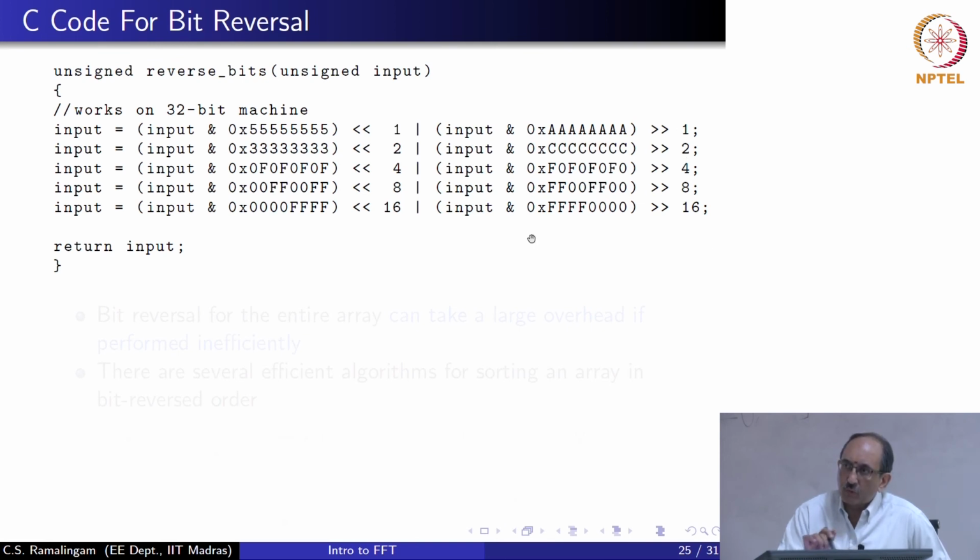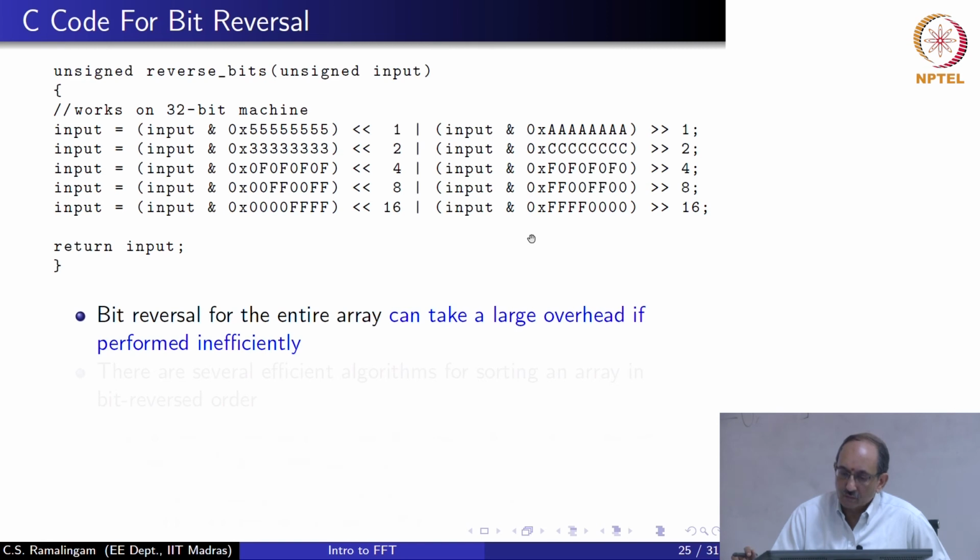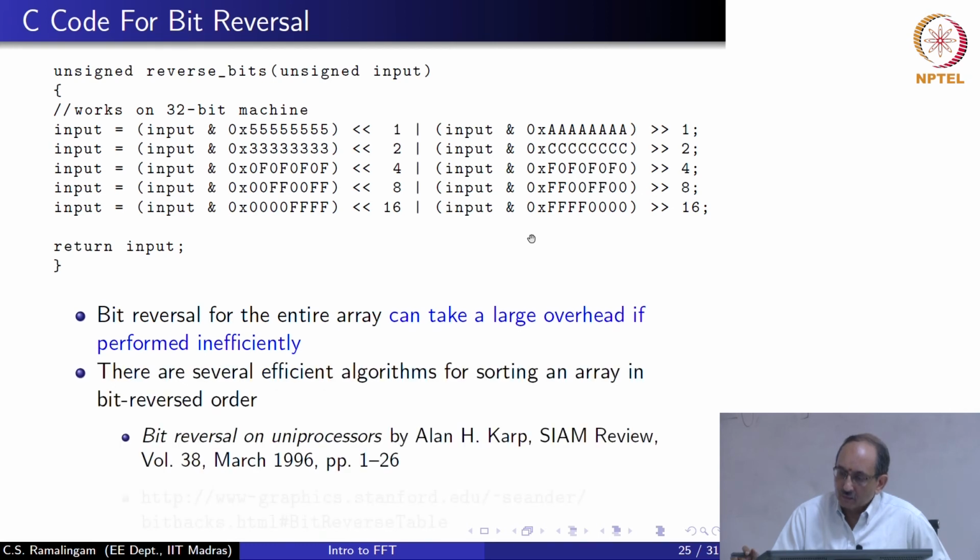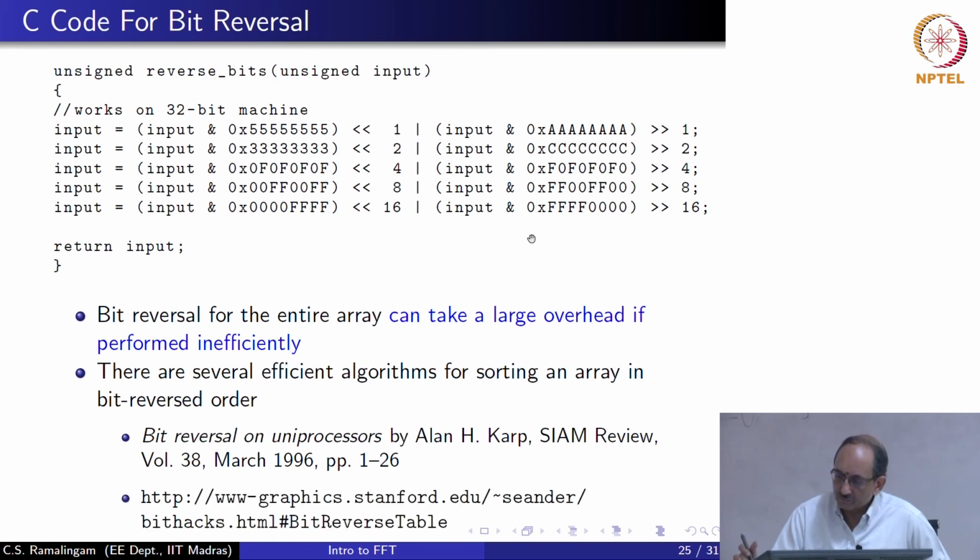So this piece of code does bit reversal. You can go through this and study this more carefully, and then you will find that this indeed does it very efficiently. So bit reversal can take a large overhead if it is performed inefficiently. And everything you ever wanted to know about bit reversal but were afraid to ask, you can look up Alan Kopp's SIAM review paper, and also this website.